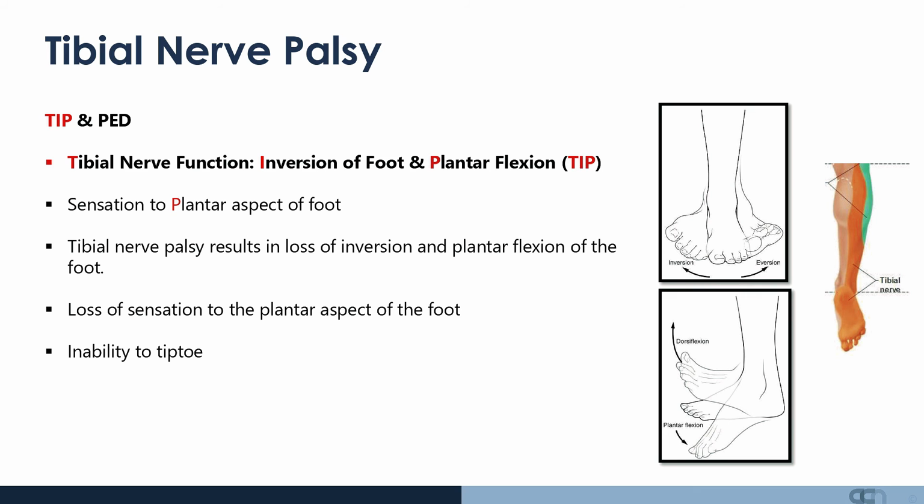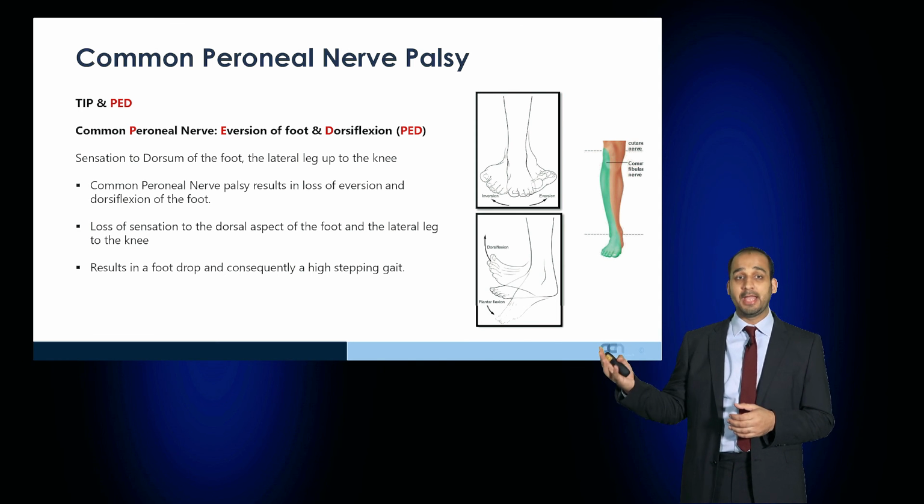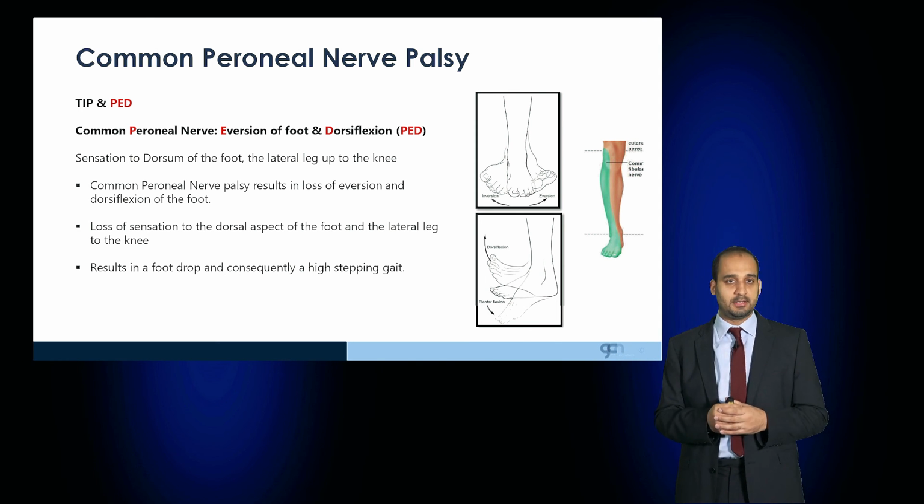As a consequence of tibial nerve palsy, this would result in a loss of inversion and plantar flexion of the foot, as well as loss of sensation to the plantar aspect. And usefully from the mnemonic, the patient is unable to tiptoe. PED, or common peroneal nerve, is involved in everting the foot and dorsiflexion.